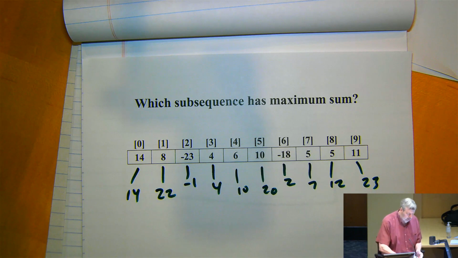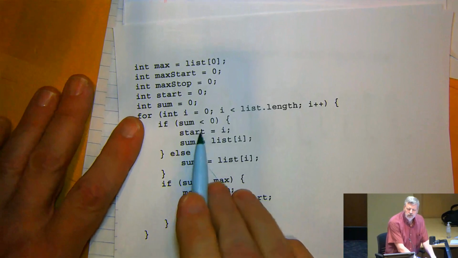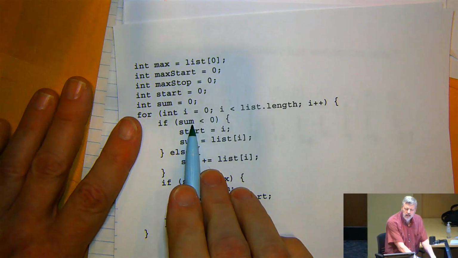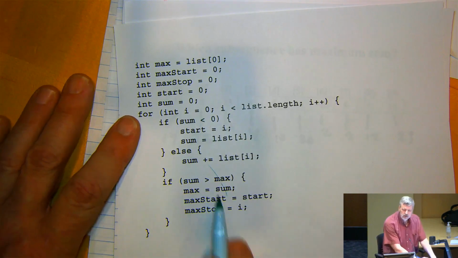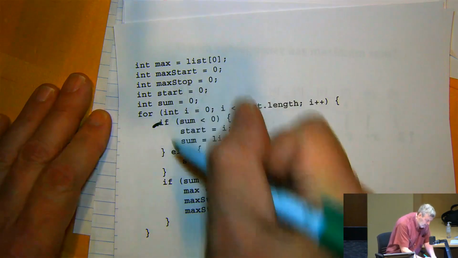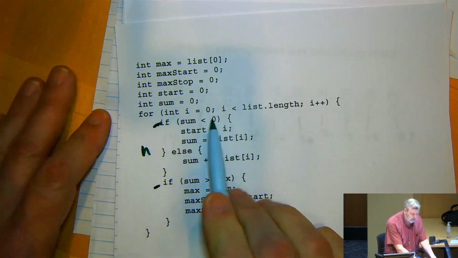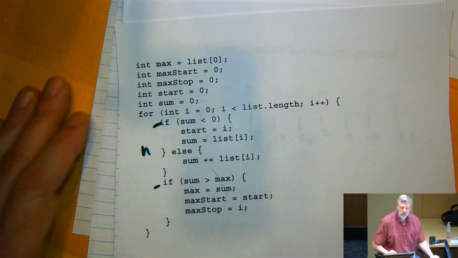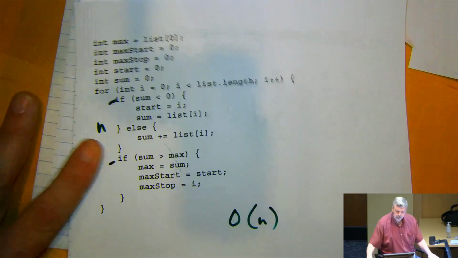So we have a single for loop. What the single for loop is doing is saying if the sum of what came before is a negative number, we don't want to include it. We want to reset start. And otherwise we do include it. So it's a single for loop. And basically this line of code and this line of code are executed n times, because it's just a standard for loop that runs n times. This is O of n, is what we would predict.